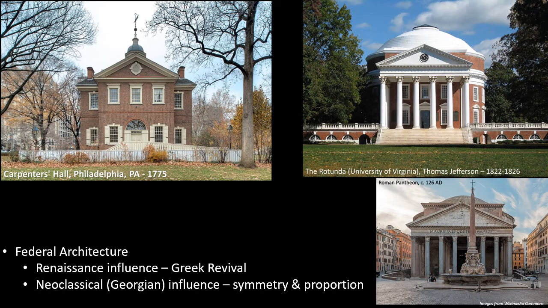Okay, and I'll be honest with you on some of these, I don't know that I'm going to feel a real need to talk about these pictures in a whole lot of detail, but what we see on this slide are three examples of federal architecture. Well, two examples of federal architecture, but more on that in just a second. So up here in the top left, this is Carpenter's Hall in Philadelphia, Pennsylvania.